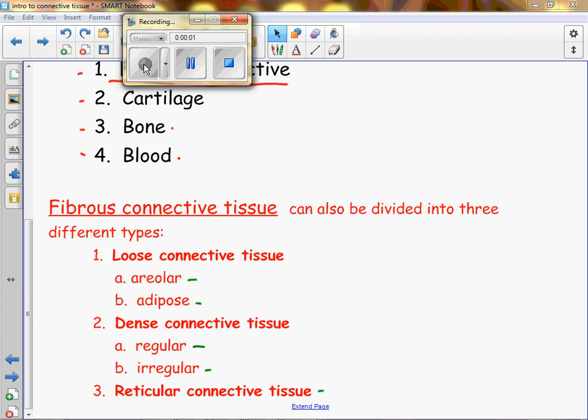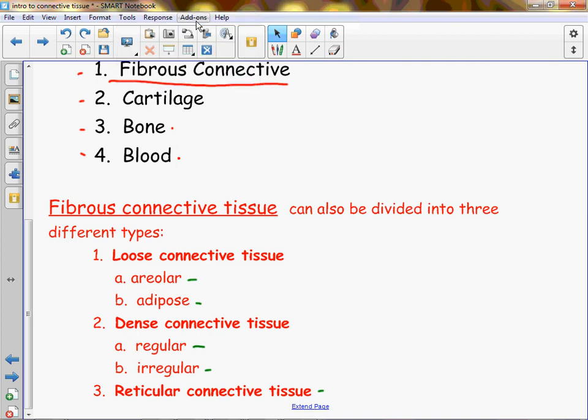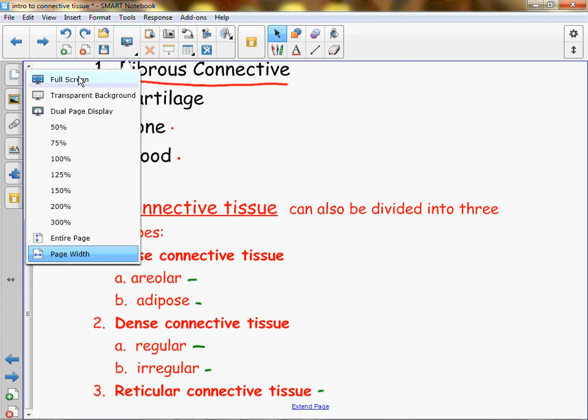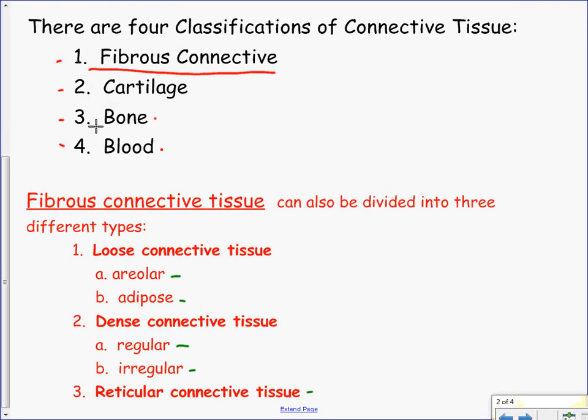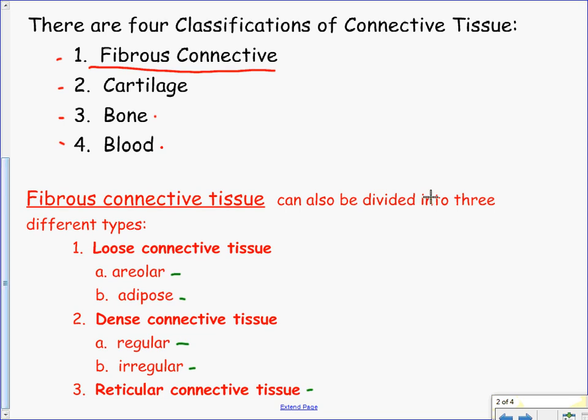Talking just a little bit about where we were starting with fibrous connective tissue. So we learned the epithelial tissues, what they looked like, how to identify them. Then the next thing that we were working on is connective tissue. And we've got different types of connective tissue.